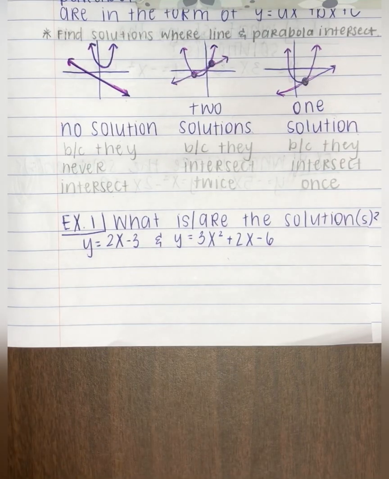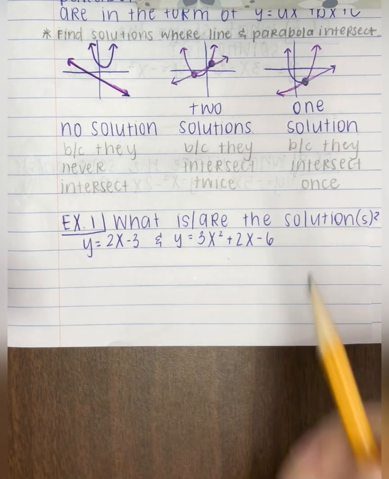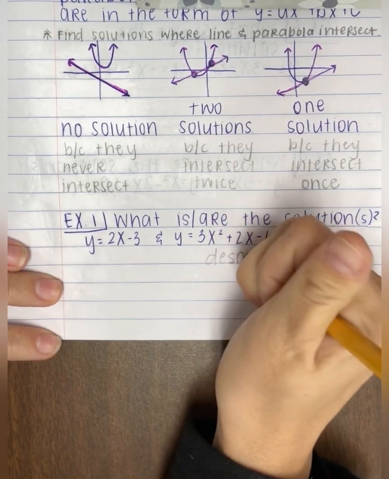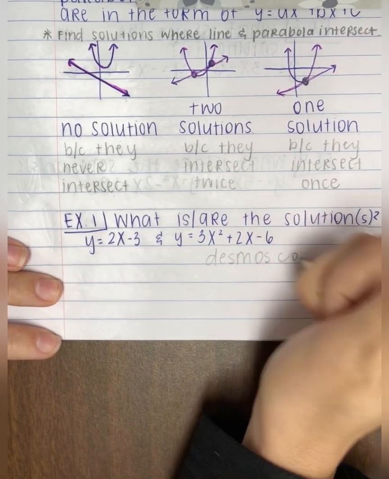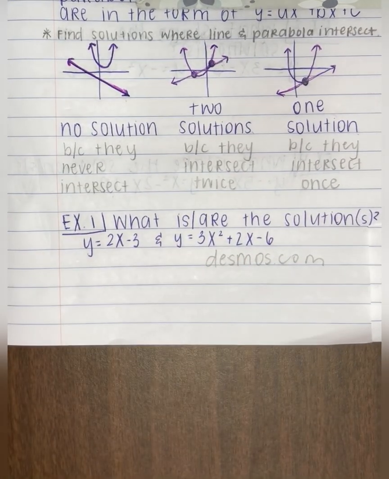All right, so the first one we have is: what are the solutions to y equals 2x minus 3 and y equals 3x squared plus 2x minus 6? Okay, so what we're going to do is go to our best friend, Desmos.com, and put these two equations in, and look at the graphs for both, okay?